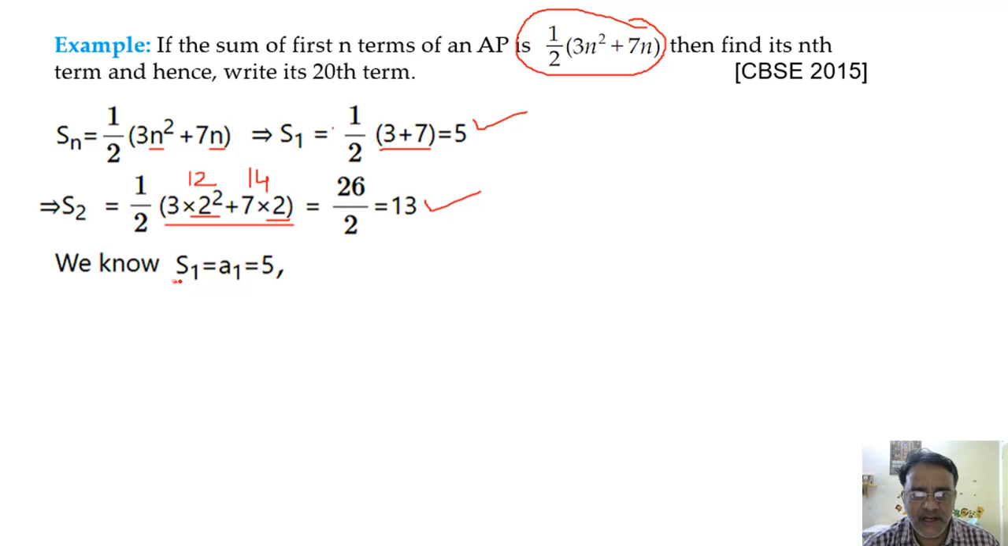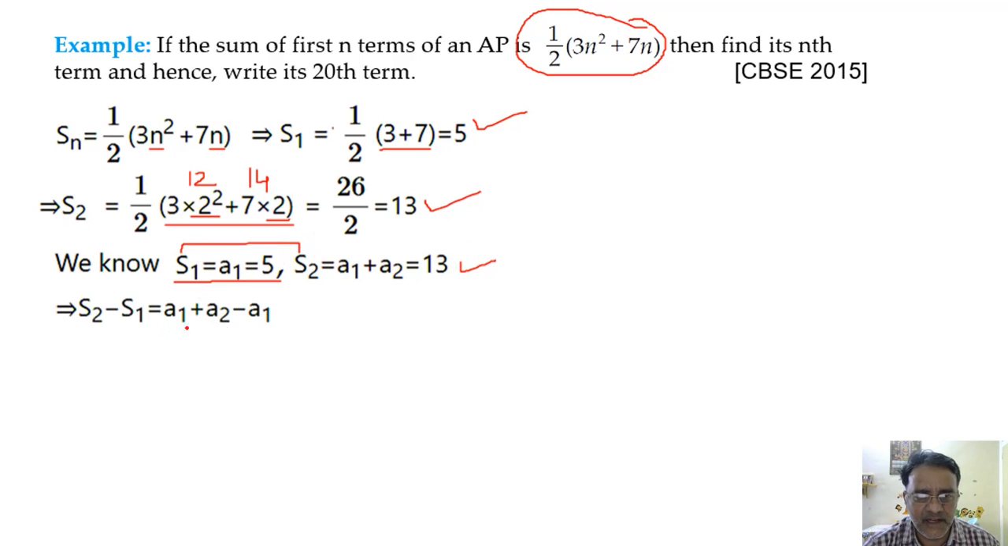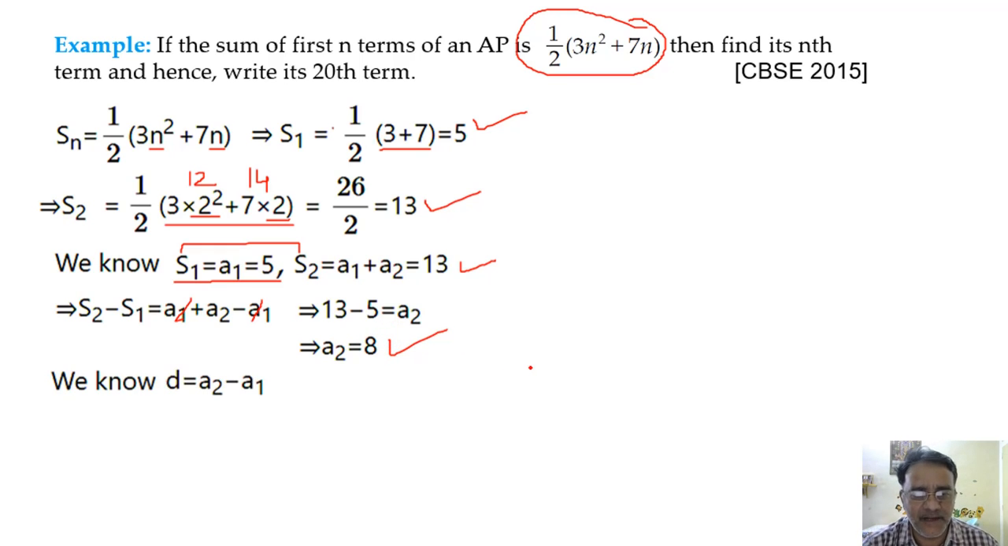Now we know that S1 is A1, that is 5, and S2 is A1 plus A2, that is 13. Now if we subtract these two, we'll get A2, which equals 13 minus 5, that is 8. Now we will find the value of D. D is A2 minus A1, so 8 minus 5 is equal to 3. So we got all the values.